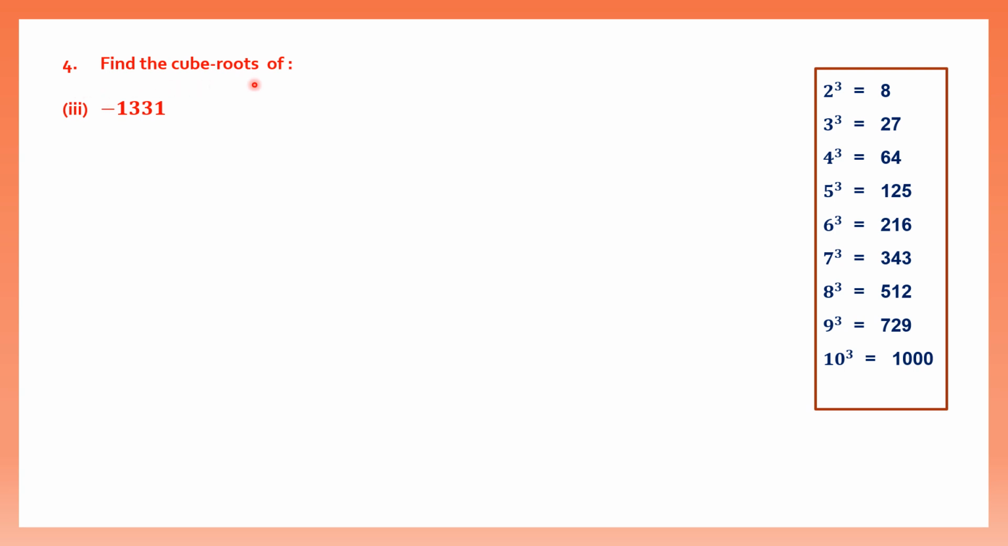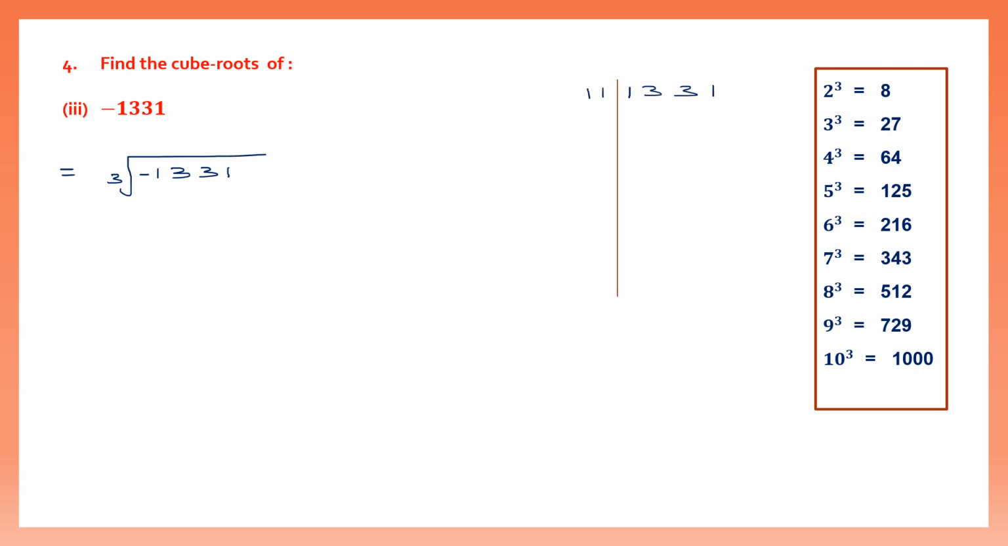Question 4. Find the cube root of the third one here, which is minus 1331. As you can see, 1331 is more than 1000. So let's find the prime factors. So first let's write the question. 1331, this is a negative 1 and the cube root. Now let's find the prime factors of this number.